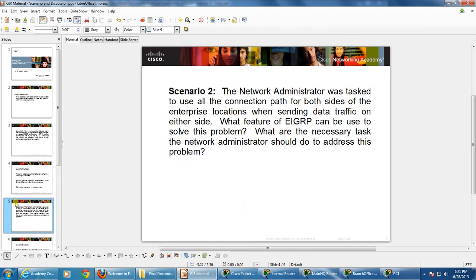Again, for the next scenario, we have here the network administrator was tasked to use all the connection paths for both sides of the enterprise location when sending data traffic on either side. So the administrator is expected to use all the T1 links. Once either side of the network sends data, the router should use all the 3 paths. So what should be the solution to this, and what should be the configurations that we're going to make?